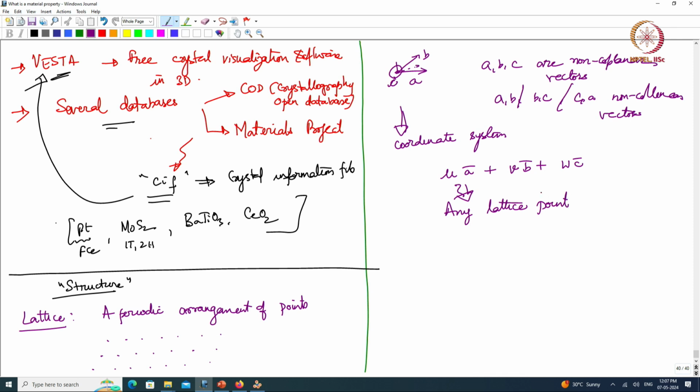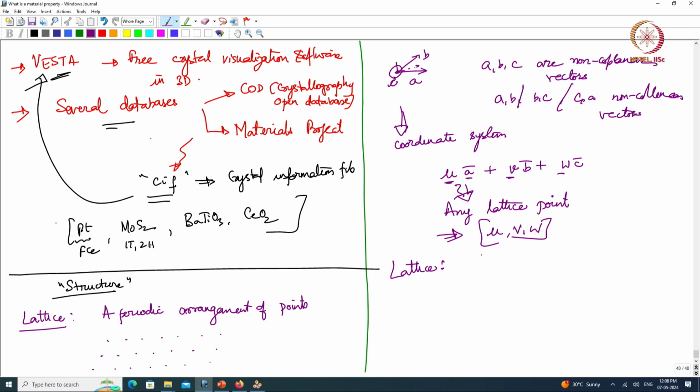Okay. I am not yet imposing the condition that u v w should be integers, because we are going to talk about what are called Bravais lattices, where u v w need not be integers. So, this is any lattice point, which is an integer or some sort of a fraction, a rational number. But this is a lattice point, and I am just going to get rid of the coordinate system and just represent it as u v w.